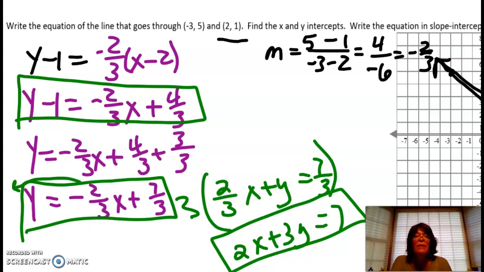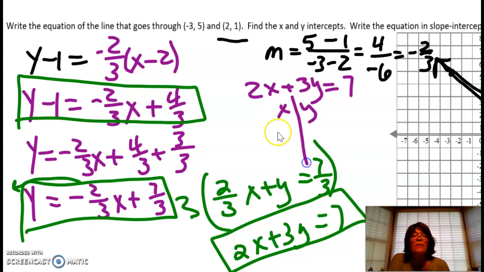Okay, so we've found the equation of the line going through (-3, 5) and (2, 1), and now we're asked to find the x and y intercepts. Well, looks like it's about 3 and 3, but let's look. I'm going to use the standard form in order to find the x and y intercepts. I know that the x-intercept occurs whenever y is 0, and the y-intercept occurs whenever x is 0.